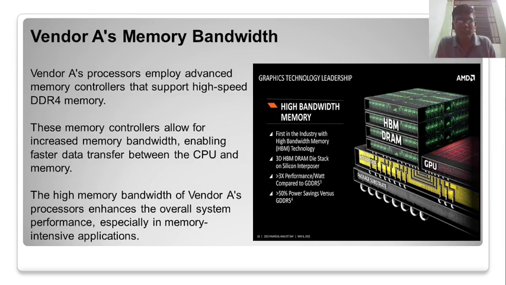Vendor A's memory bandwidth. Vendor A's processors employ advanced memory controllers that support high-speed DDR4 memory. These memory controllers allow for increased memory bandwidth, enabling faster data transfer between the CPU and memory. The high memory bandwidth of Vendor A processors enhances the overall system performance, especially in memory-intensive applications.